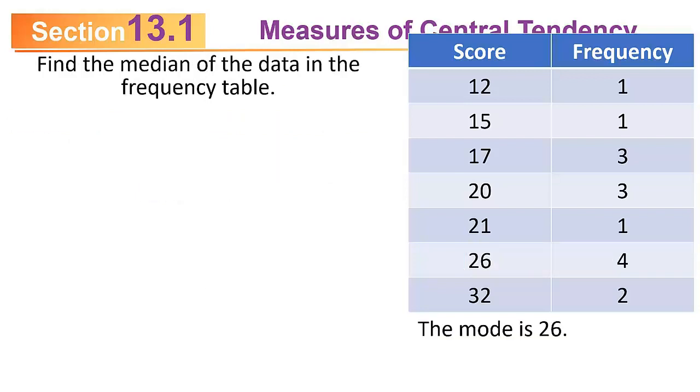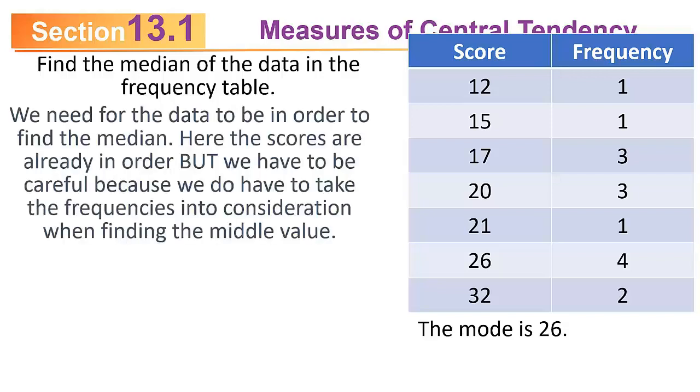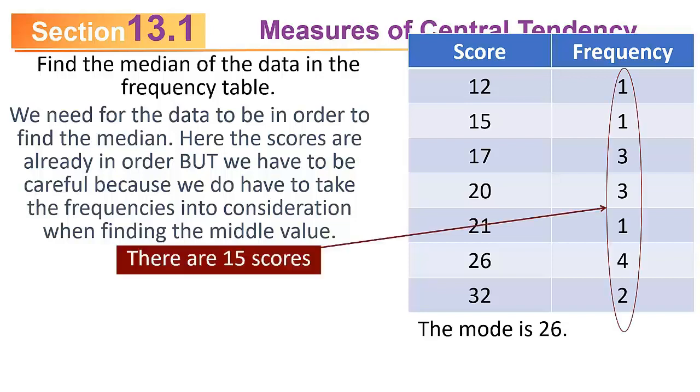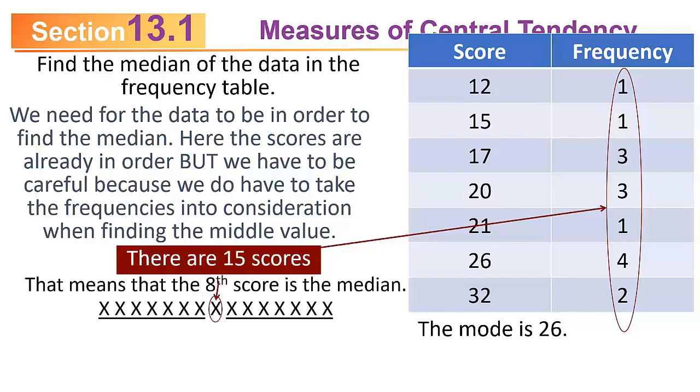The median, you have to look at the numbers listed in order. So first of all, as long as the table has the values in order, like 12, 15, 17, 20, 21, 26, 32, it's pretty easy. Now, if you look at the sum of the frequencies, 1 plus 1 plus 3 plus 3 plus 1 plus 4 plus 2, you'll find out that's 15. So there are 15 scores. If there are 15 scores, think about it, the 8th score must be the middle score. 7 on the left, 7 on the right. The 8th score is going to be the median.